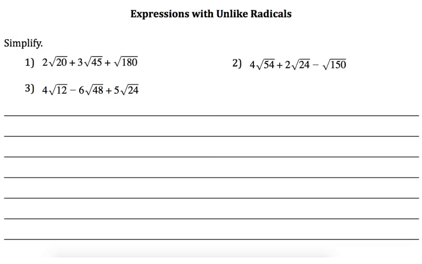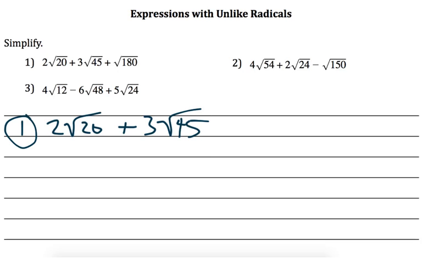So here we have something like 20 where I can probably break it down, 45 where I can probably break it down, and the same deal with 180. So we're going to simplify these. Right from the start, I don't see anything that I can combine, but let's just rewrite the problem anyway: 2 square root of 20 plus 3 square root of 45 plus the square root of 180. And now we're not going to worry about putting anything together yet. We're just going to worry about simplifying these, like the problems we did in 2.1.